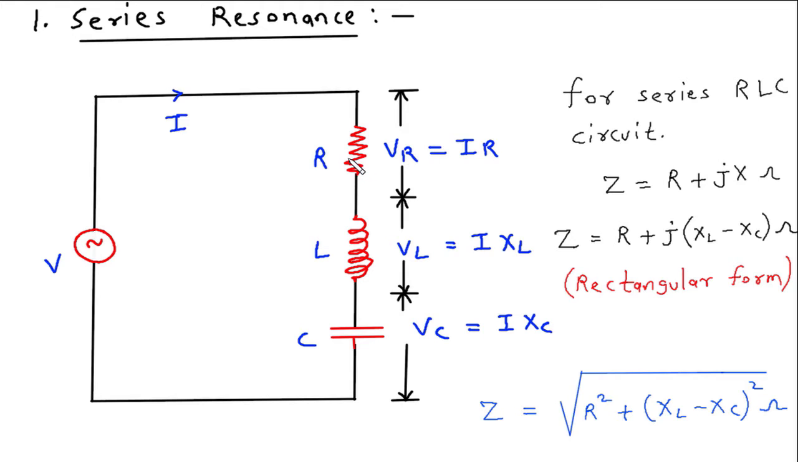Voltage across the resistor is VR equal to I into R. Voltage across the inductor is VL equal to I into XL, and voltage across the capacitor is VC equal to I into XC. For a series RLC circuit, Z is equal to R plus jX, where this X is the reactance and it is equal to XL minus XC. This is the rectangular form.